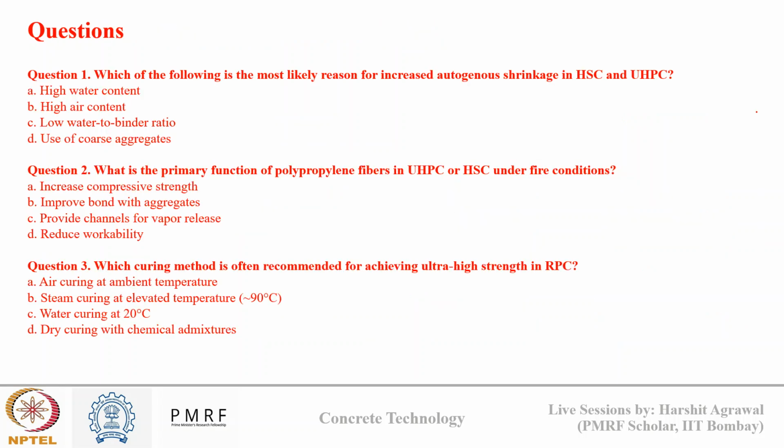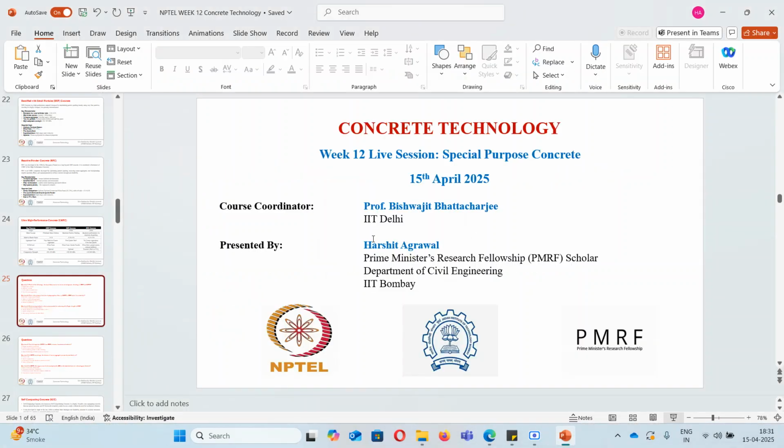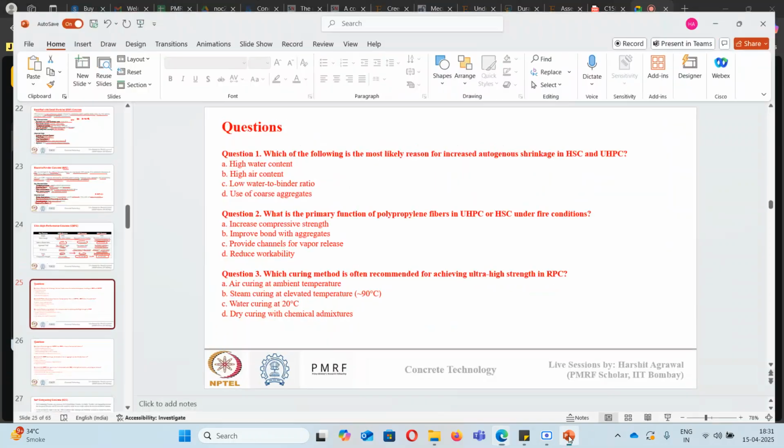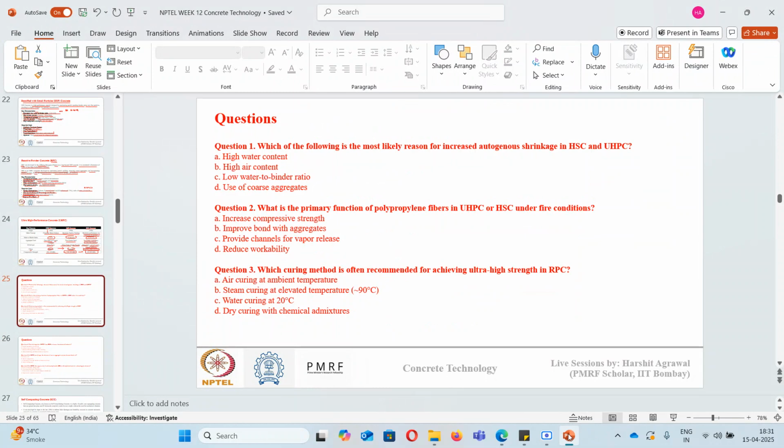Okay, so now based on the things that we have learned from high strength concrete and ultra high performance concrete, just try to answer these three questions first. And in the meantime, if anyone has any doubt regarding this part, they can ask. Okay, so what will be the answer for the first question? Can anyone tell me? Which of the following is the most likely reason for increased autogenous shrinkage in high strength concrete and ultra high performance concrete?